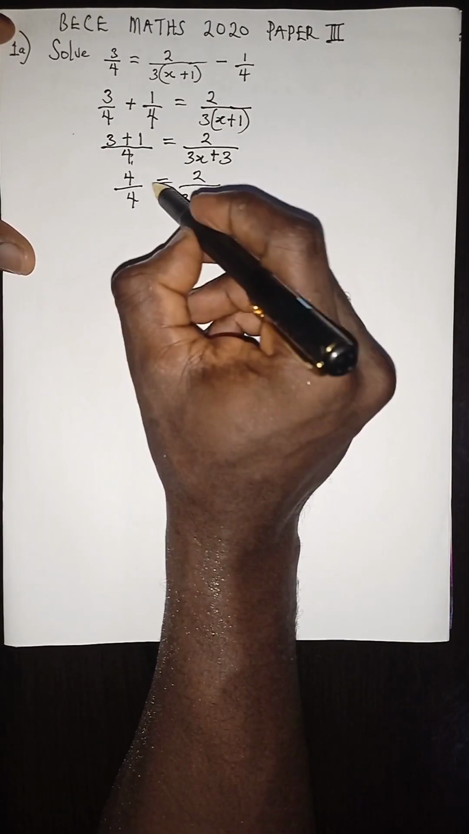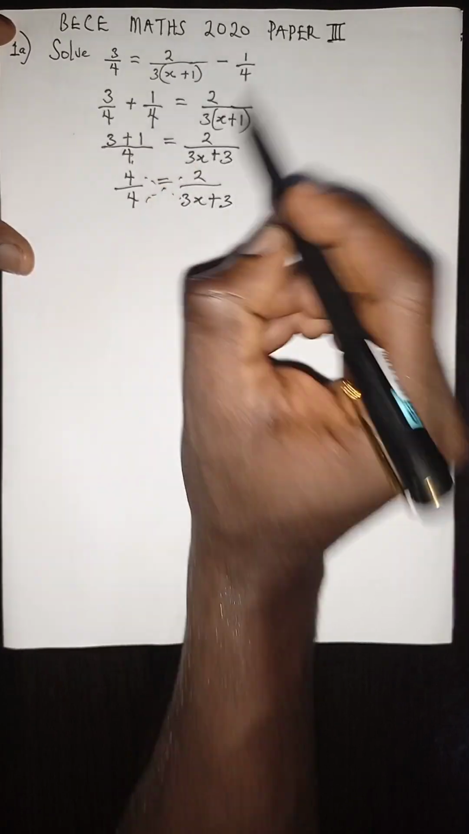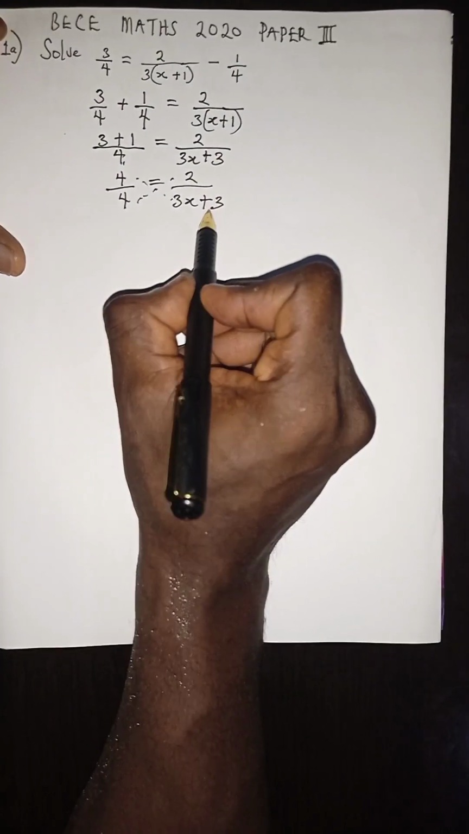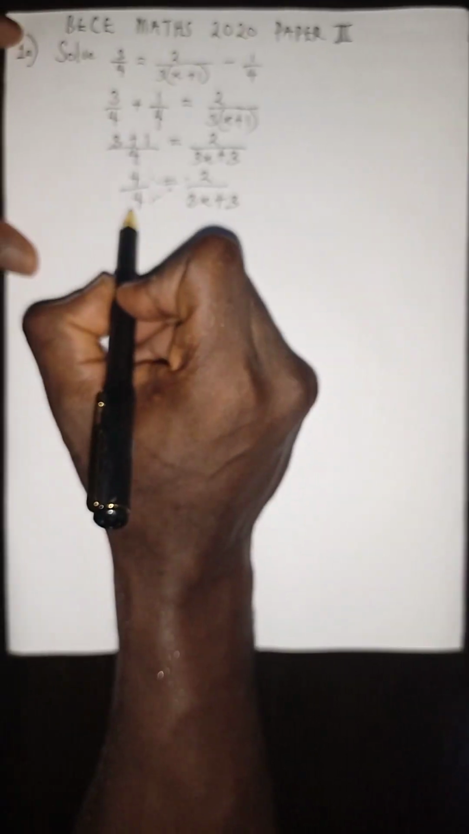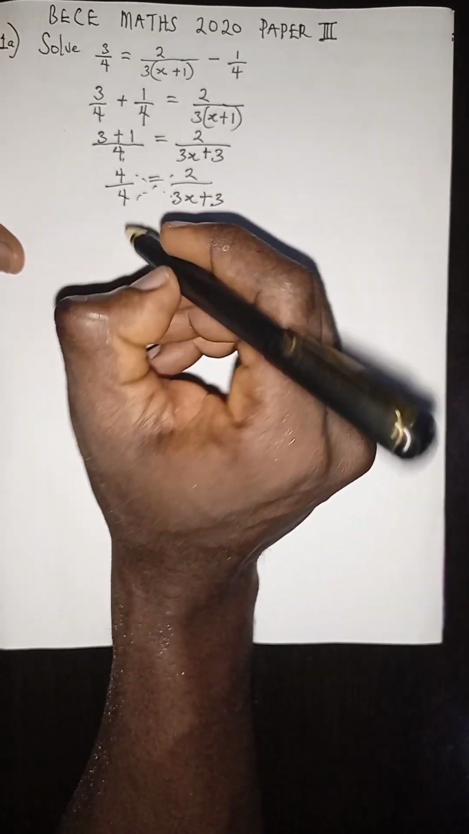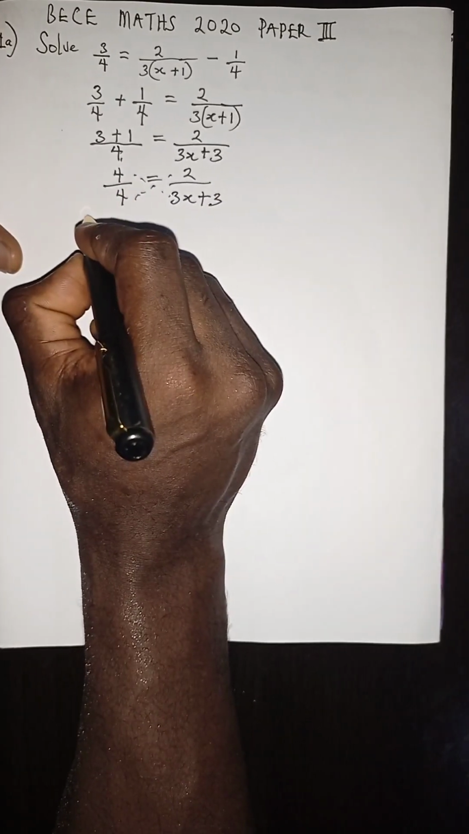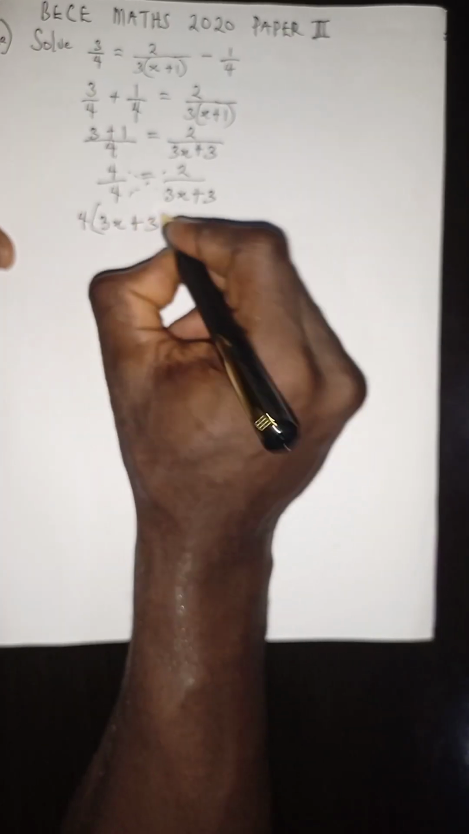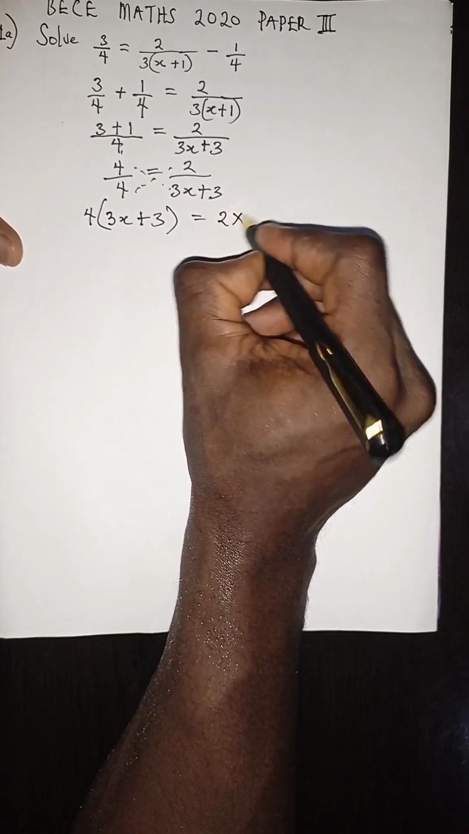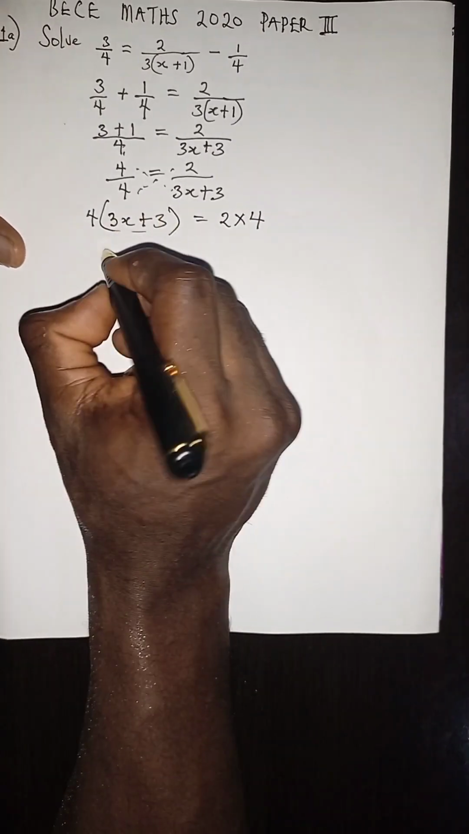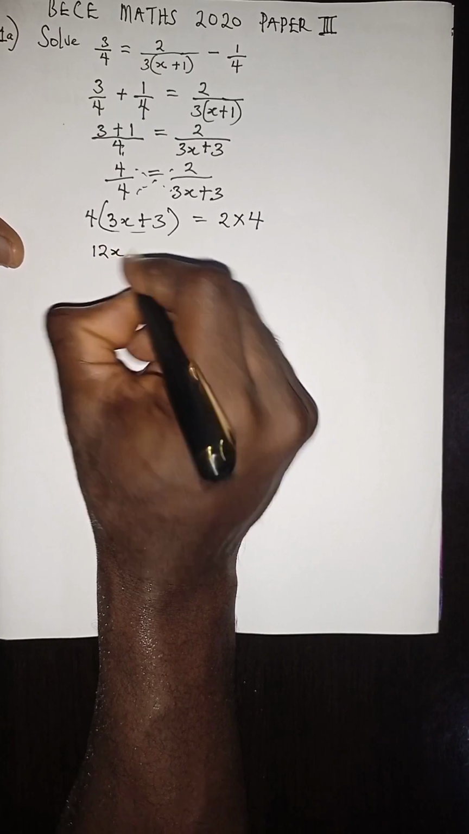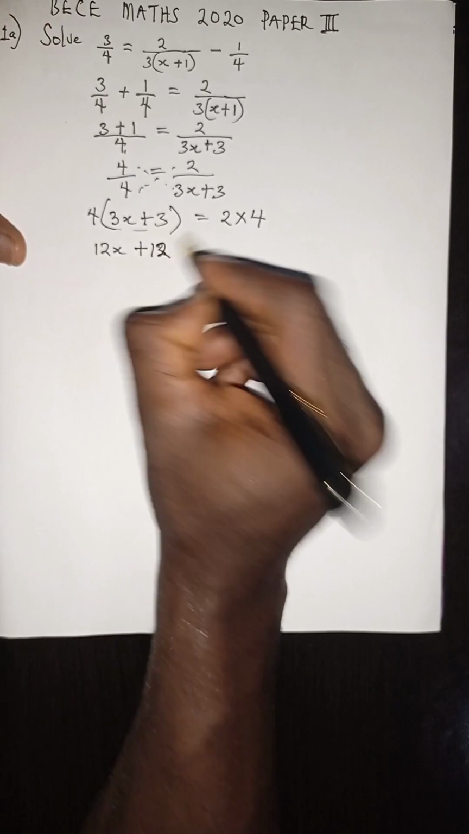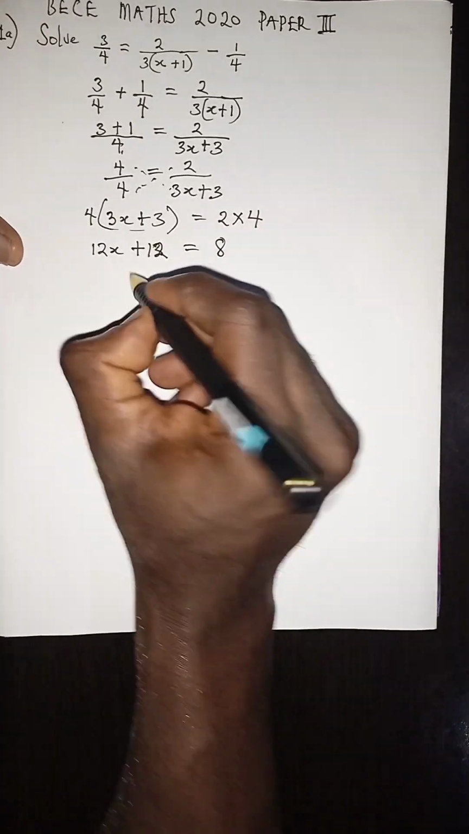Then the next step is to cross multiply, meaning on the left hand side, the numerator multiplies the denominator of the right hand side, while the denominator of the left hand side multiplies the numerator of the right hand side. So we have 4 into bracket 3x plus 3 and 2 times 4. Then we open this bracket. 4 times 3x is 12x. Then 4 times 3 is 12. Then 2 times 4 is 8.